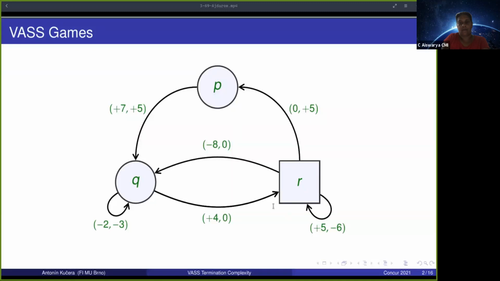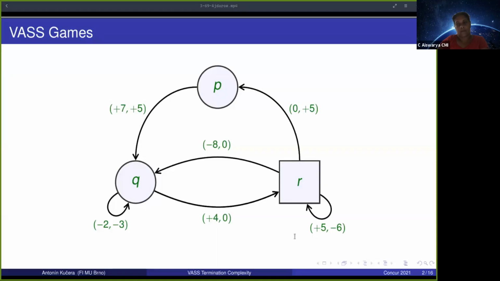A VASS is equipped with a finite collection of counters initialized to some non-negative values, and the current counter values are modified by performing transitions. So in every control state, the responsible player selects an outgoing transition, and the current counter values are updated by the associated counter update vector. In this case, we have just two counters, and by performing this transition, the first counter is increased by 7, and the second counter is increased by 5.